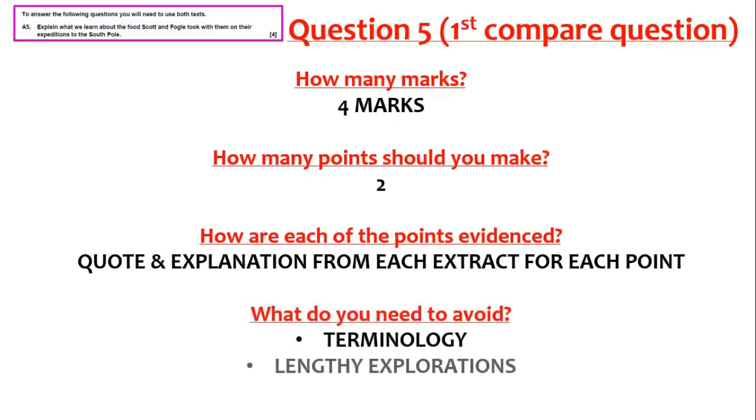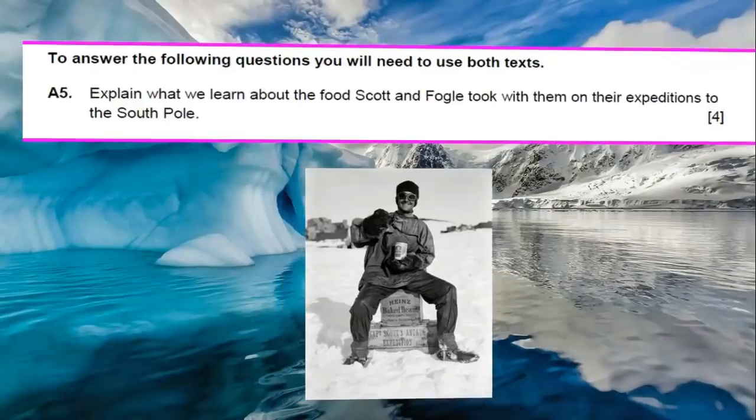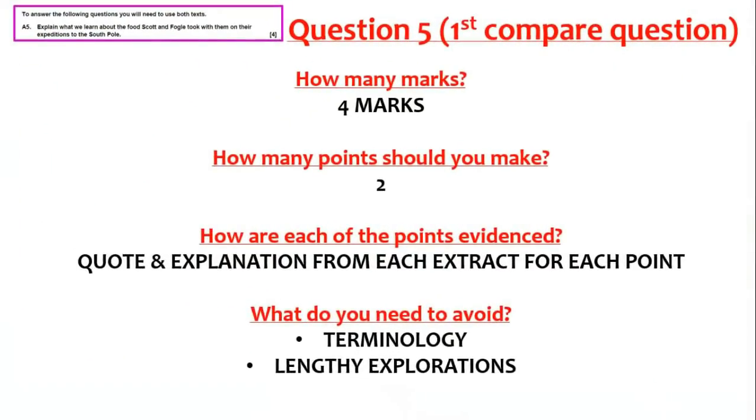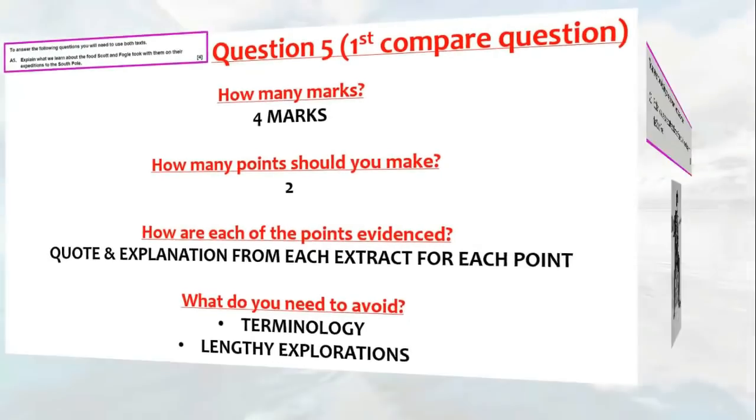What do you need to avoid? Terminology and lengthy explanation. Basically what that means is we're not saying things like the adjective is used, the verb is used, the metaphor, and we're not doing point, evidence, explain. So we're not making a point and then explaining why the writer has used this language. It's almost like an information retrieval question, really, looking at both texts.